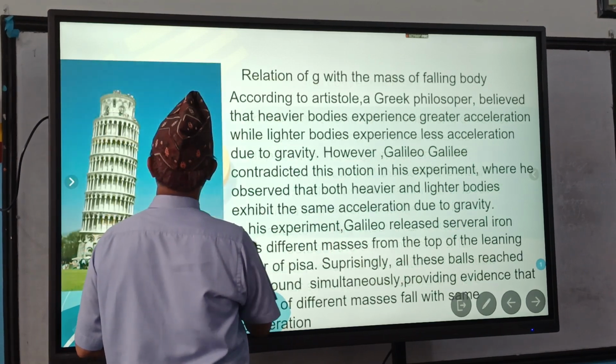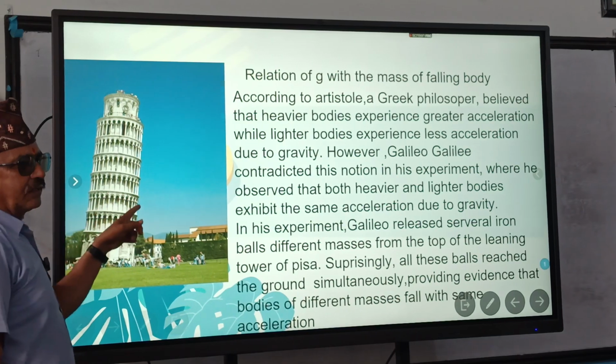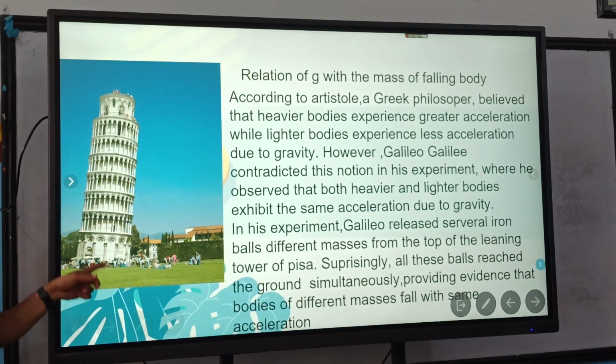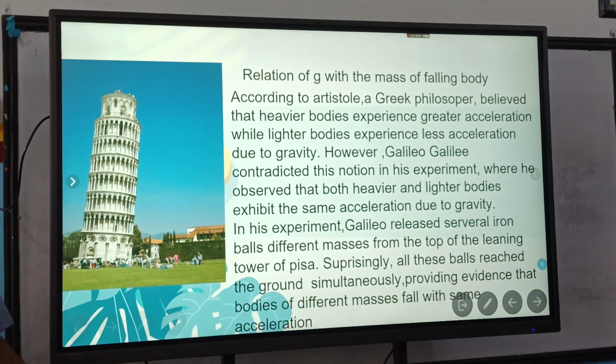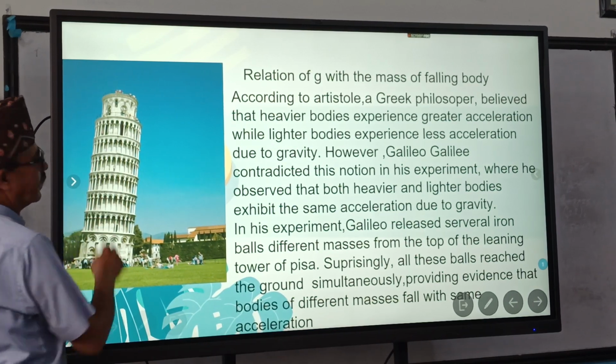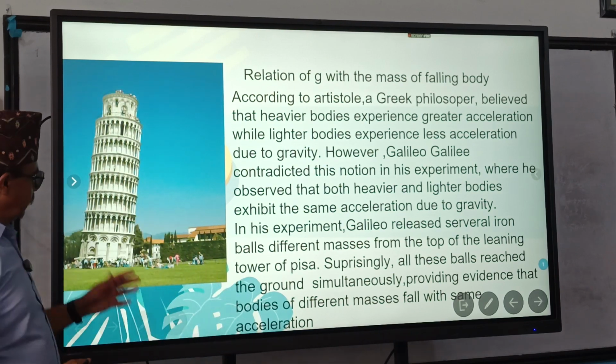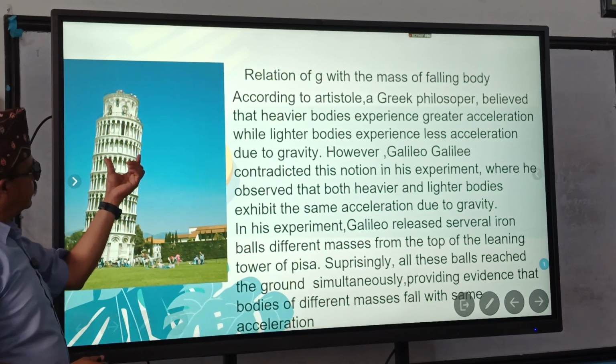What is given here? This is the diagram of the Leaning Tower of Pisa. It looks like our Bhimsen Tower also, right? But the design is different. How many stories are there? 1, 2, 3, 4, 5, 6, 7. Ours is a 9-story one, and it's taller than this one, right? But this one is a bit bent.